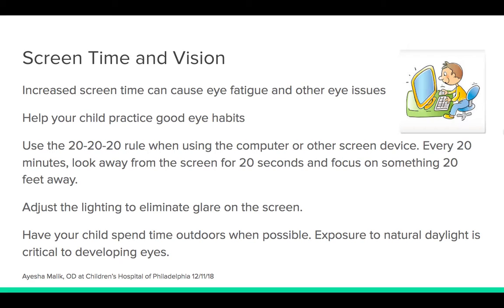Also adjusting the lighting to eliminate glare on the screen, whether the glare is coming from a light in your house or your living space, or if it's coming from the sun outside, making sure there isn't any glare on your screen is pretty important. And also having your child spend some time outdoors when possible. Exposure to that natural light is very critical to developing eyes.